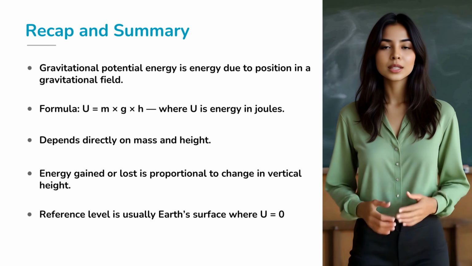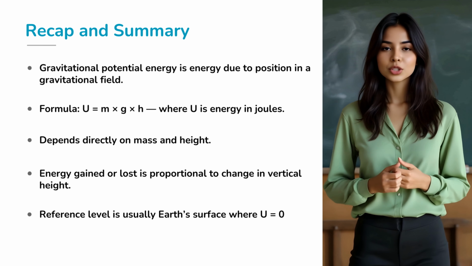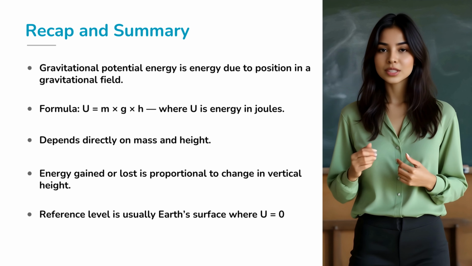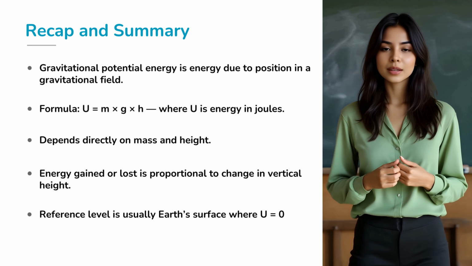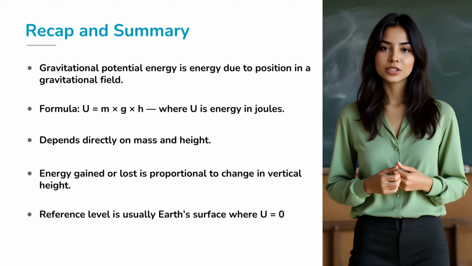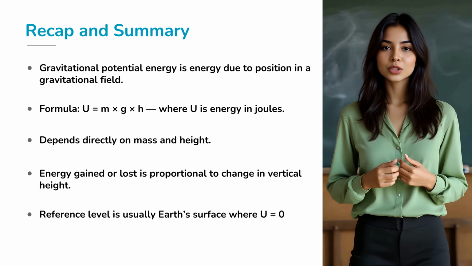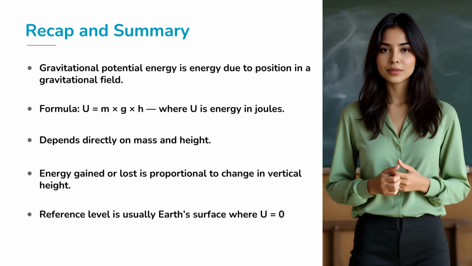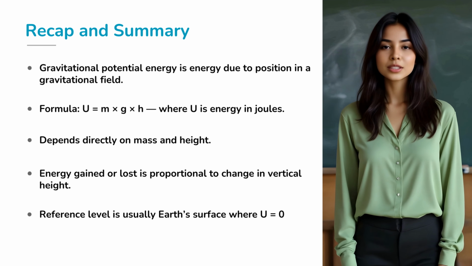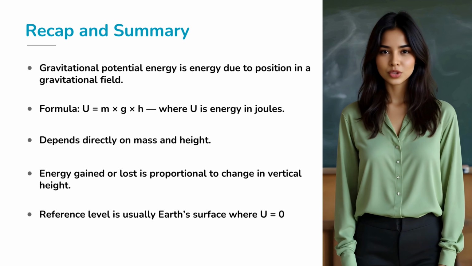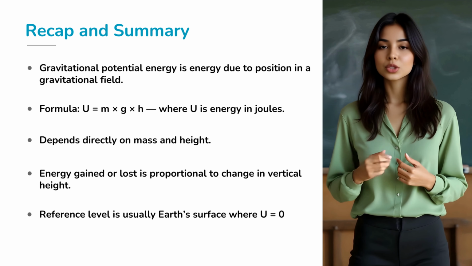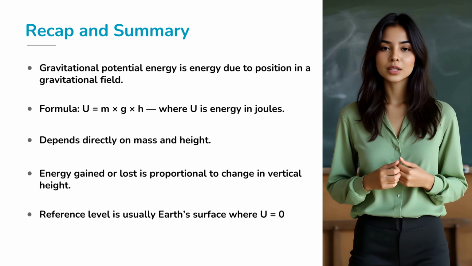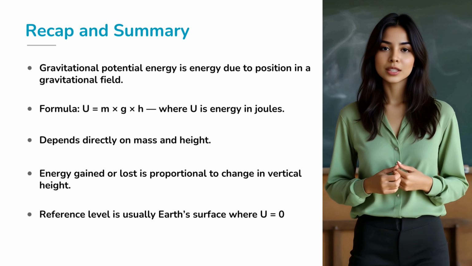Let's wrap up everything we've learned about gravitational potential energy. Gravitational potential energy, or GPE, is the energy a body possesses due to its position in a gravitational field. Simply put, because of its height above a reference point. The formula to calculate it is U equals m times g times h, where U is the gravitational potential energy in joules, m is the mass in kilograms, g is the acceleration due to gravity, and h is the height in meters.